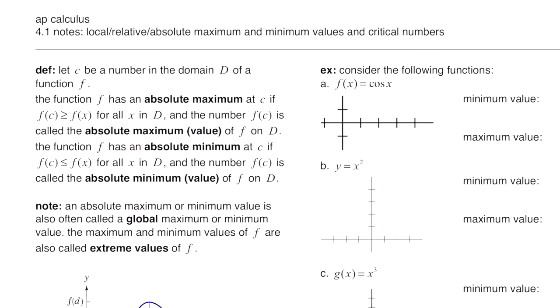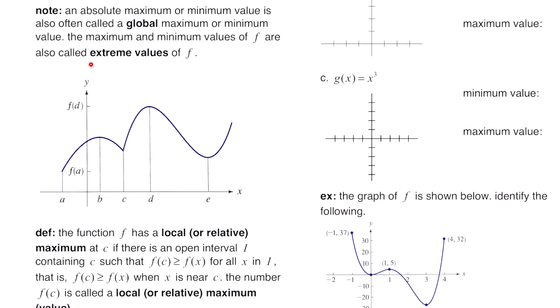The function f has an absolute minimum at c if f of c is less than or equal to f of x for all x in the domain D, and the number f of c is called the absolute minimum value of f on that domain D. We have a note here. It says an absolute maximum or minimum value is also called a global maximum or minimum value. The maximum and minimum values of f are also called extreme values of f.